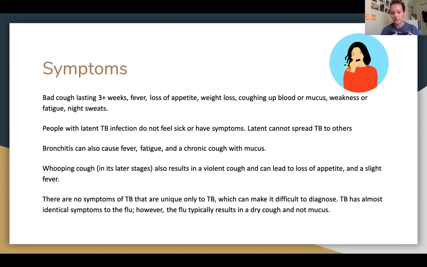Or if it's flu season, it can also be difficult to diagnose because a lot of the symptoms are nearly identical. And the biggest difference between the two is that flu will usually have more of a dry cough, and with TB, the cough is normally more wet with mucus.